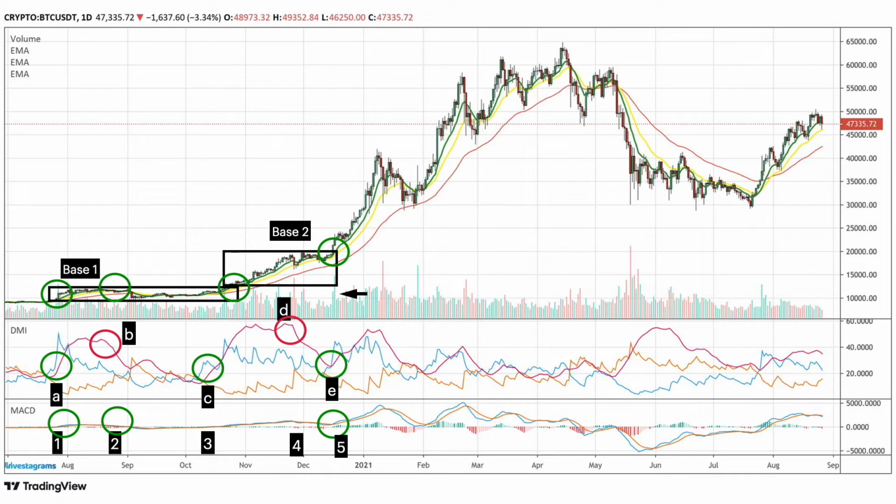Now in F, the ADX is greater than positive and negative DI. The positive DI and the ADX is pointing down. Price is below 10 EMA again. MACD made a bearish crossover at 6. So you take profits. Price then consolidated within base 3.